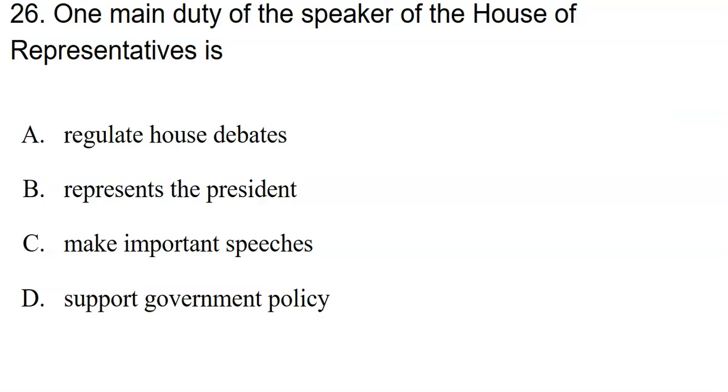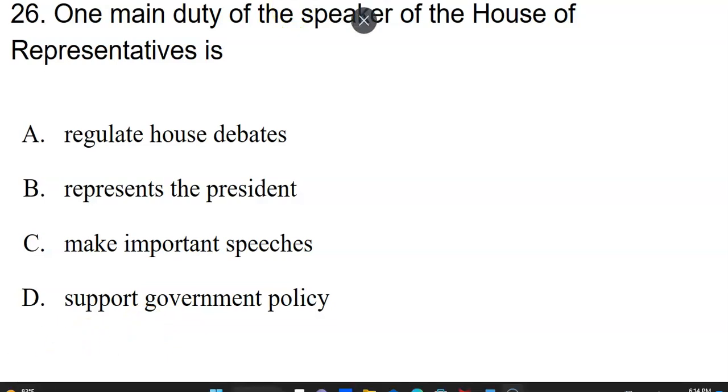Question 26. One main duty of the Speaker of the House of Representatives is, and the answer to question 26 is definitely A, regulate House debates.